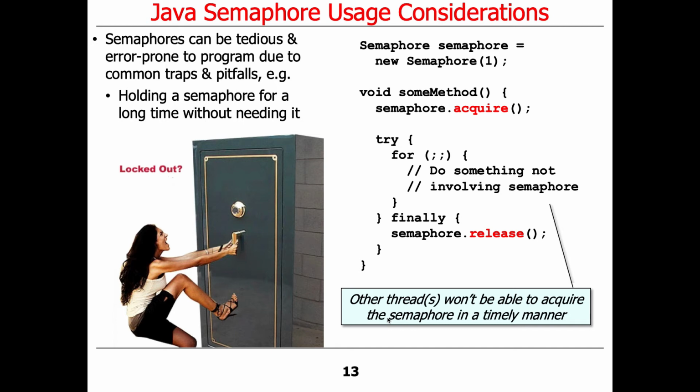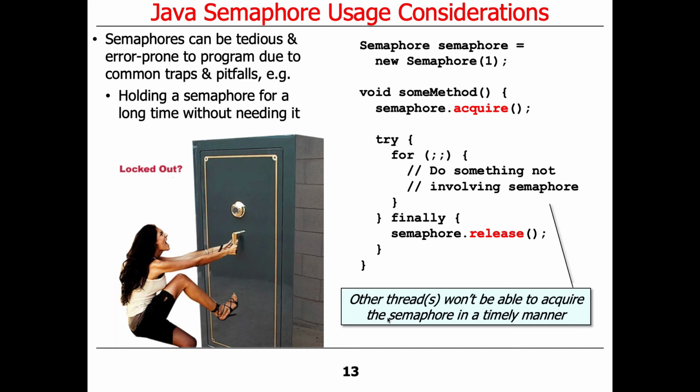So here's a very simple example where we have a semaphore. It starts out with a count of 1, so it's available. It's a binary semaphore. And we have some method, and we come and we acquire the semaphore, and then we do some very long-running operation that may not involve the semaphore, right? So it doesn't really have to be locked. And we don't actually unlock the semaphore till we're all done with that very long operation.